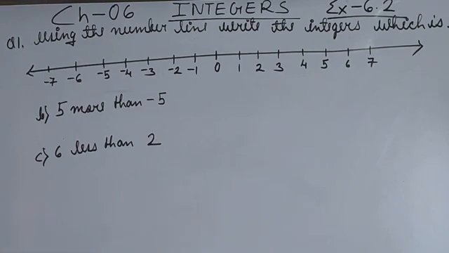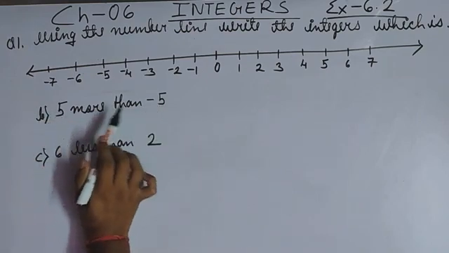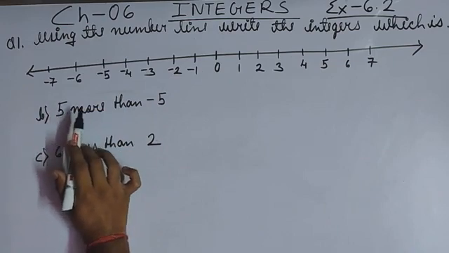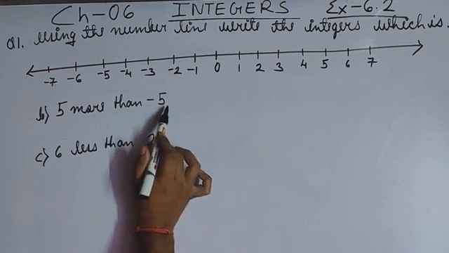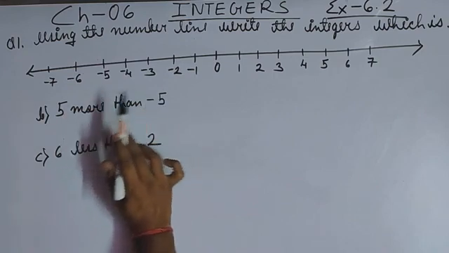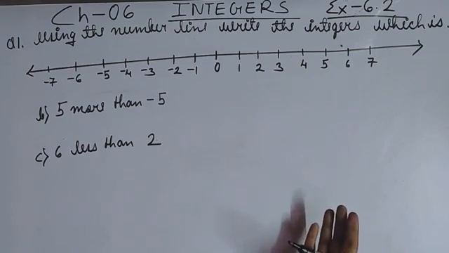So we will be using the number line to tell which number, which integer, it is. The b part condition is 5 more than minus 5. What does it mean? 5 more means 5 ज़्यादा, 5 ज़्यादा किससे? Minus 5 से. So what will we be locating first? We will be locating minus 5, because it is saying 5 more than minus 5. I told you whenever there is a more, you will move towards the right hand side, as this is an addition. More means you are adding to any number.